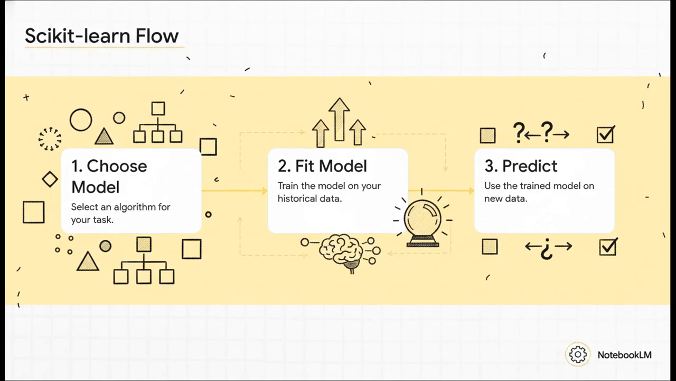And this might sound super complicated, but tools like the Scikit-Learn library in Python make the basic workflow surprisingly straightforward. It's usually just 3 steps. 1. You choose a model, the algorithm you think is best for your problem. 2. You fit the model to your data. This is the learning part. And 3. You use that trained model to predict on new data. Choose, fit, predict. It's a beautiful, repeatable process.